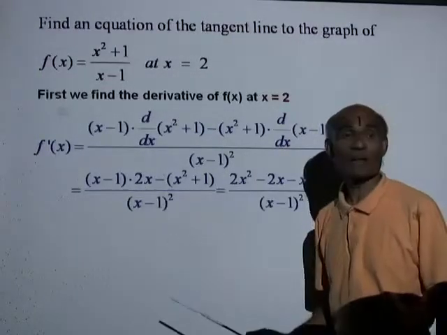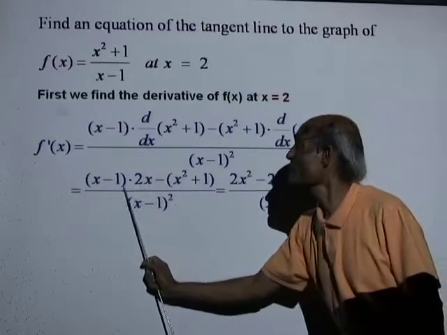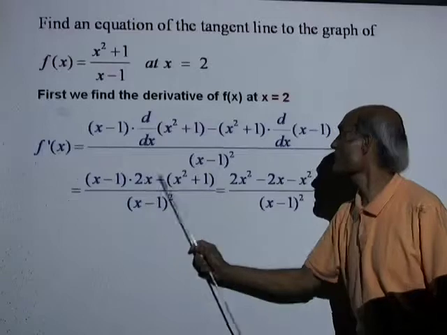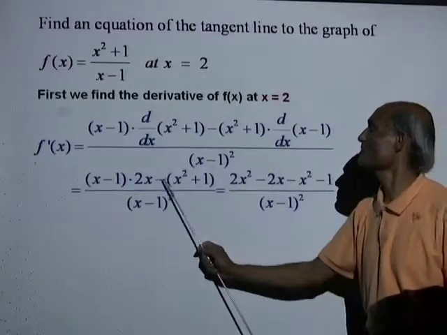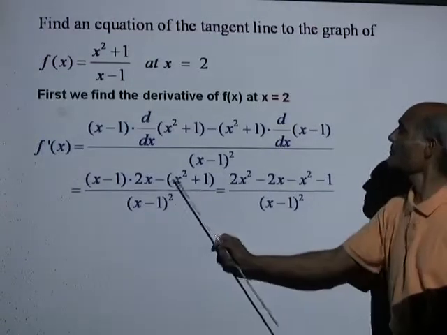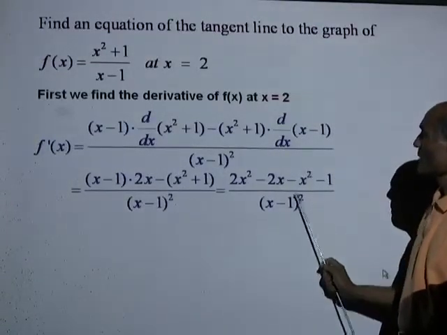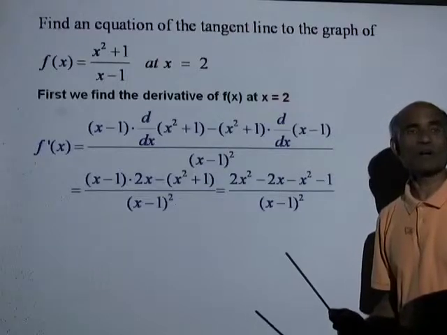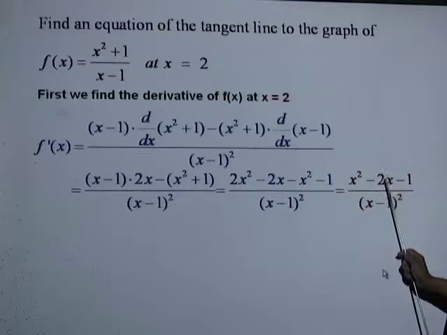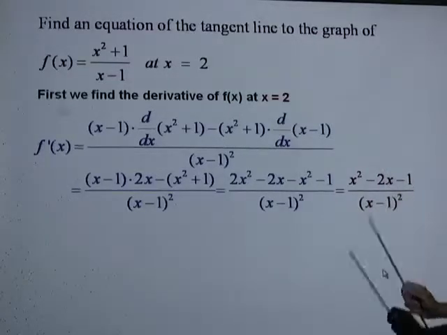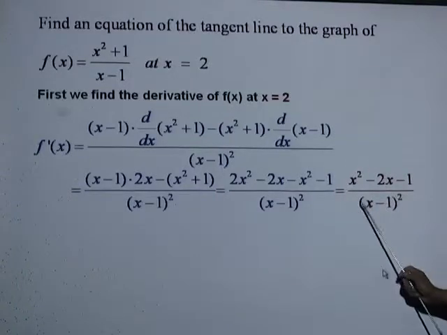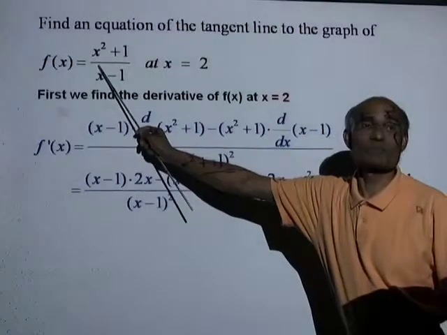Alright, simplify that, and that will be 2x multiplied by x is 2x squared, minus 1 times 2x is minus 2x, minus, distribute that negative sign, minus x squared minus 1, all over x minus 1 all squared, and it simplifies to x squared minus 2x minus 1 over x minus 1 all squared. This is the derivative of the function.